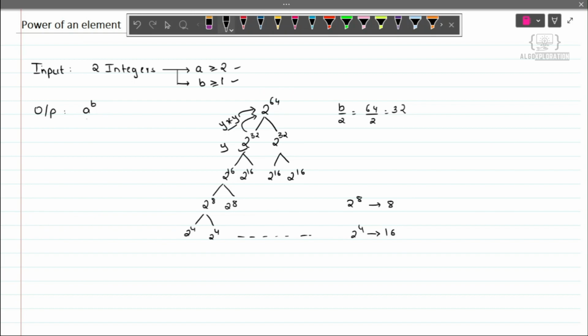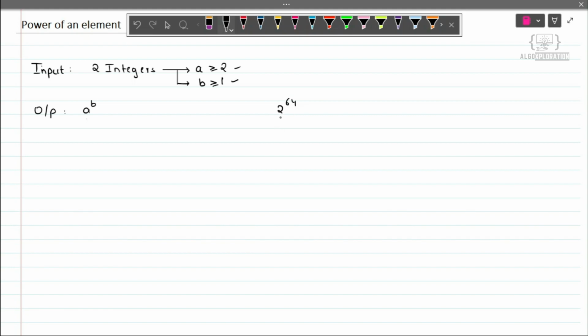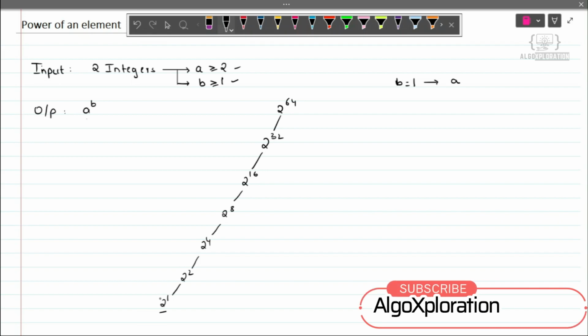So the tree will look like this: 2 raised to 64, 2 raised to 32, 2 raised to 16, 2 raised to 8, 2 raised to 4, 2 raised to 2 and then 2 raised to 1. Now this is the small problem. The small problem is when b equals 1, then we will return a. So since it is a small problem, we will return 2.